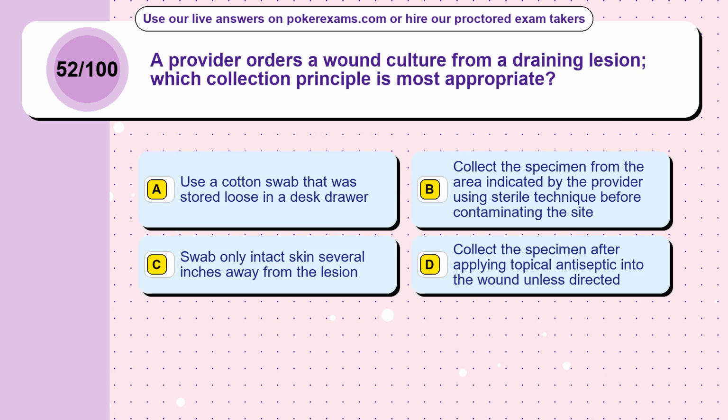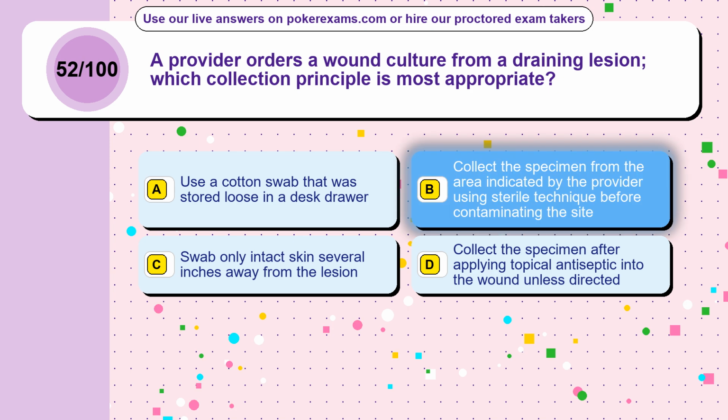Question 52. A provider orders a wound culture from a draining lesion. Which collection principle is most appropriate? Option A. Use a cotton swab that was stored loose in a desk drawer. Option B. Collect the specimen from the area indicated by the provider using sterile technique before contaminating the site. Option C. Swab only intact skin several inches away from the lesion. Option D. Collect the specimen after applying topical antiseptic into the wound unless directed.